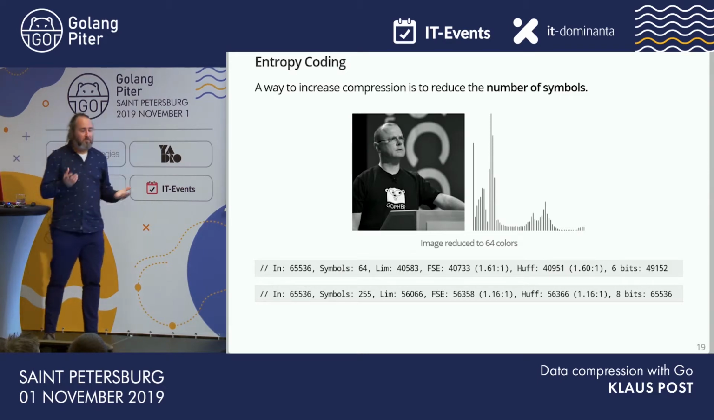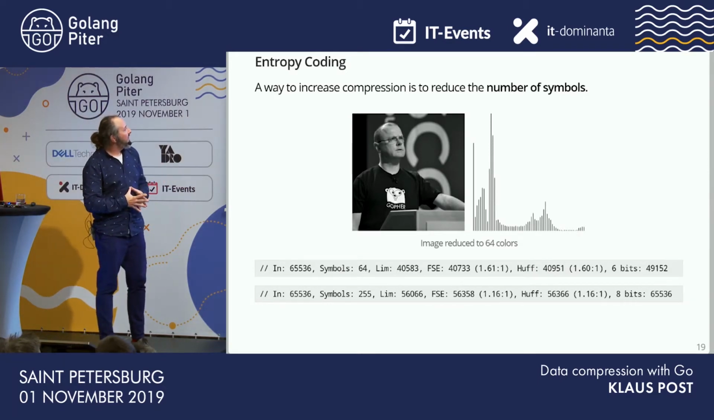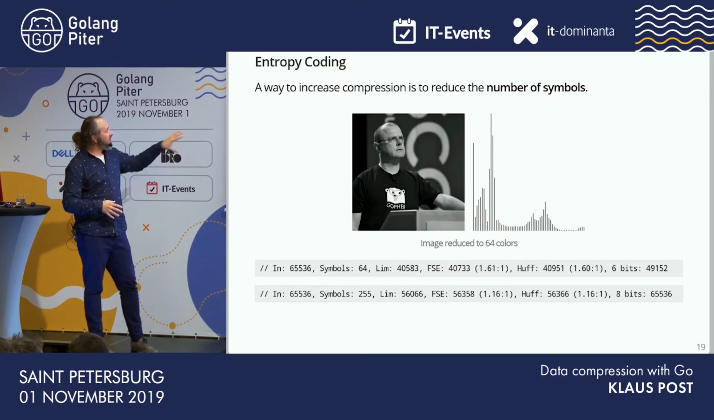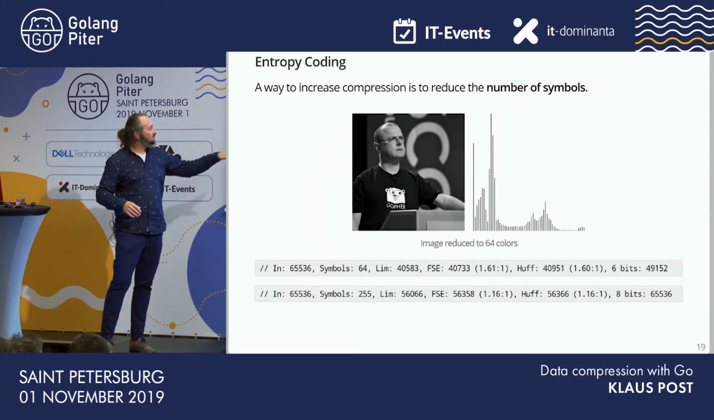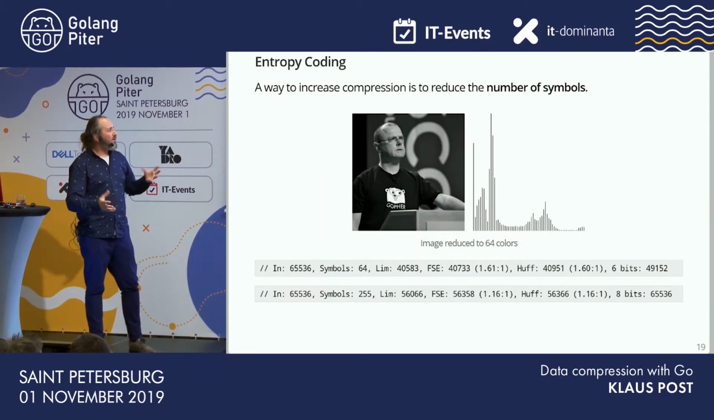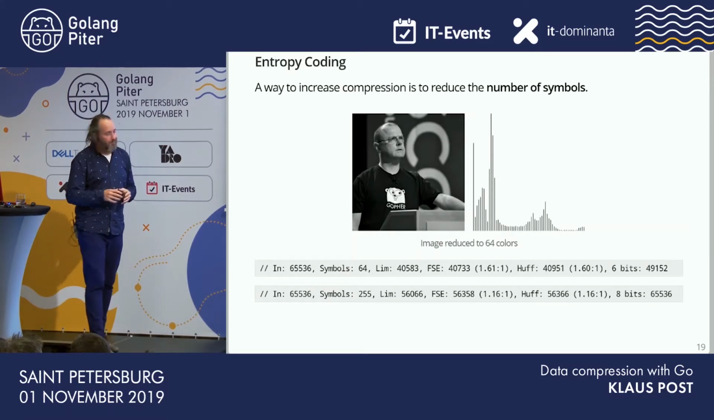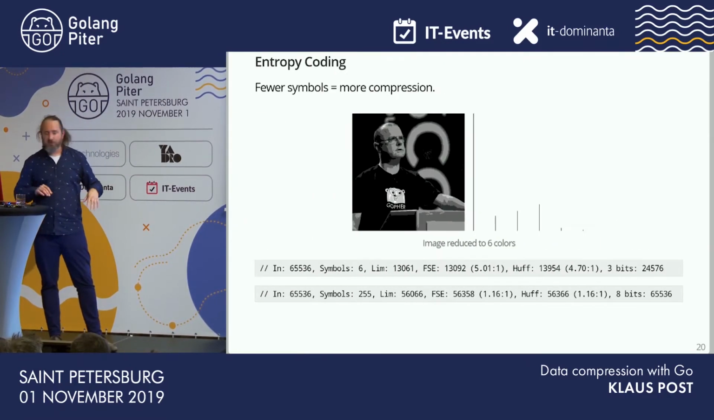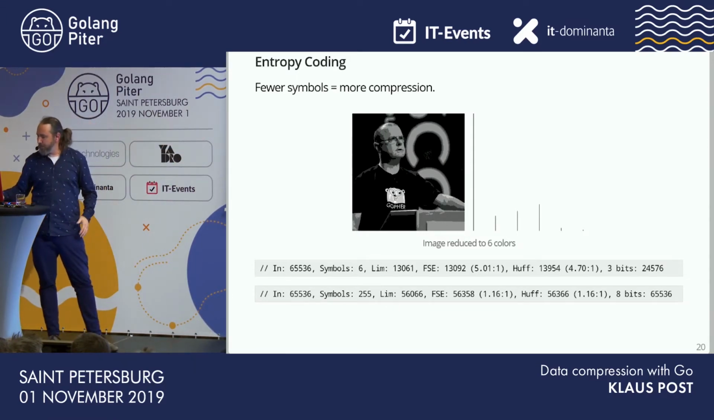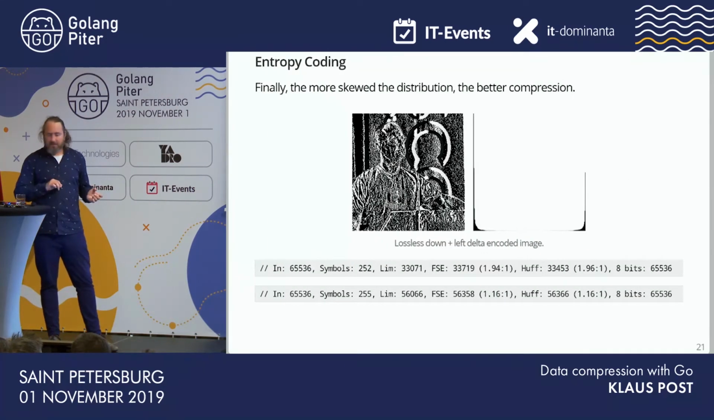So one way of improving compression is to reduce the number of symbols. So this is in 64 colors. You can see the theoretical limit has now dropped to 40K, and the compression pretty much follows that. We can go even further, reduce it to 8 colors. You can see now the limit is 13K-ish. The compression is pretty much at that.